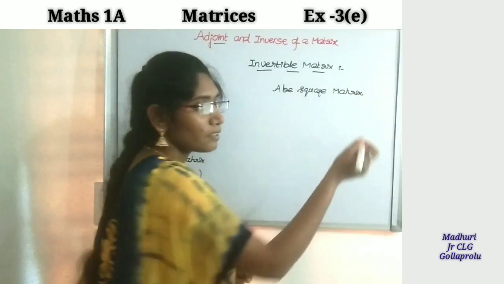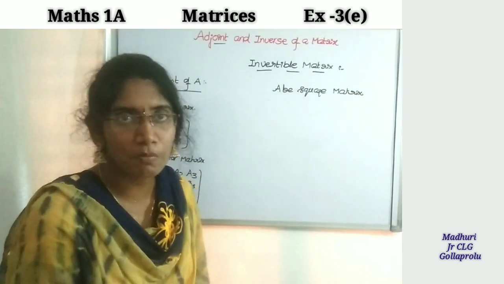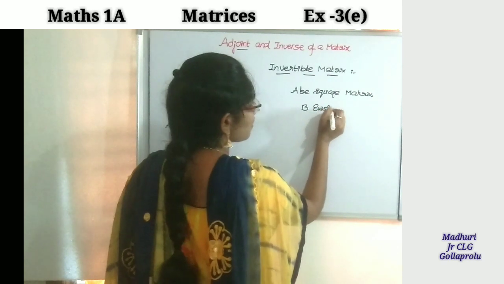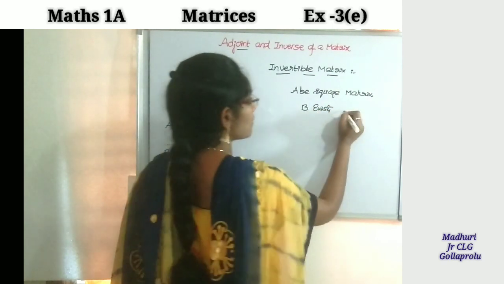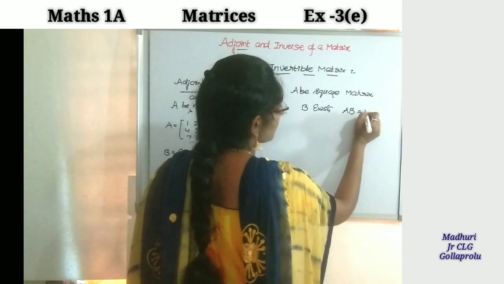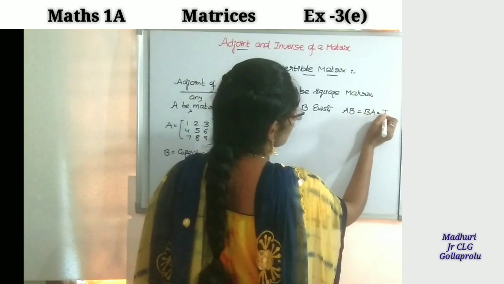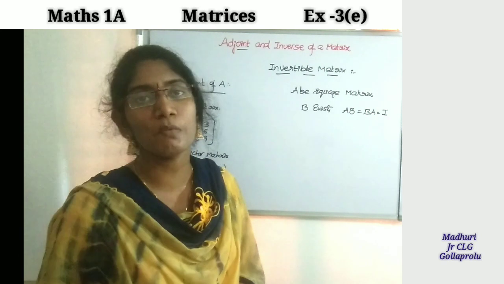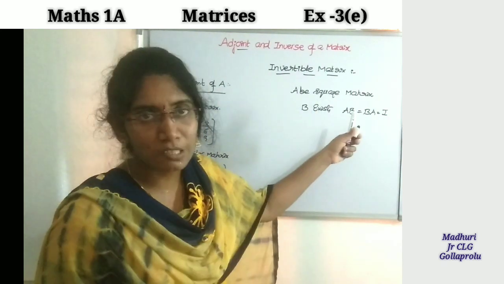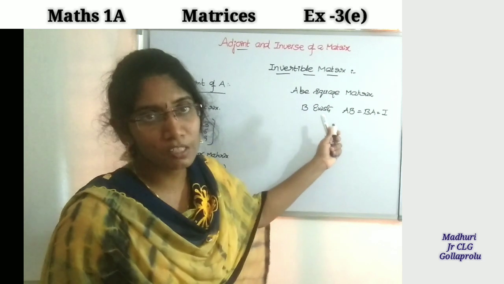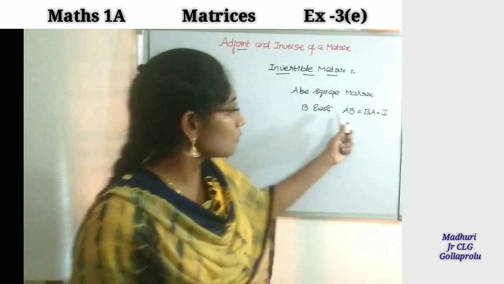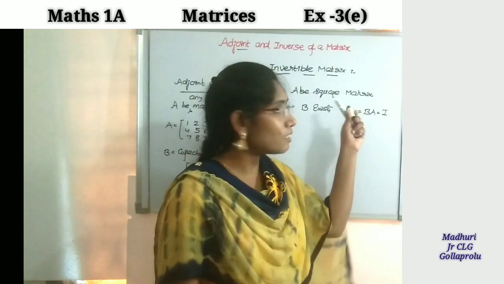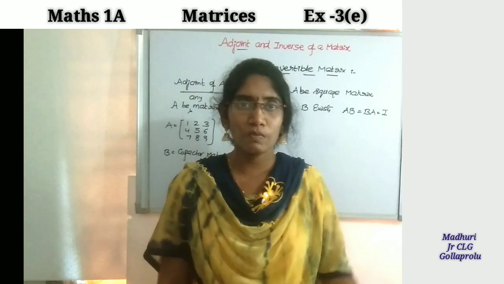Now this matrix is said to be invertible if a matrix B exists such that A into B is equal to B into A is equal to I. Then the matrix A is said to be the invertible matrix. So invertible matrix means if there exists a matrix B such that A into B is equal to B into A is equal to I, then the matrix A is said to be the invertible matrix.